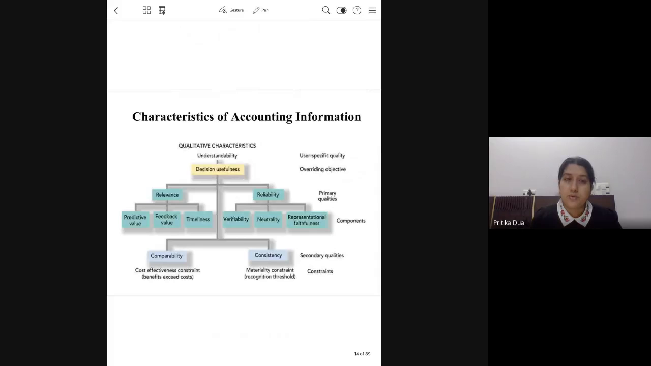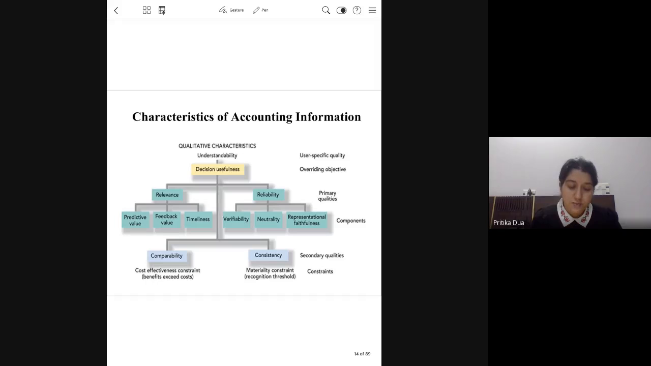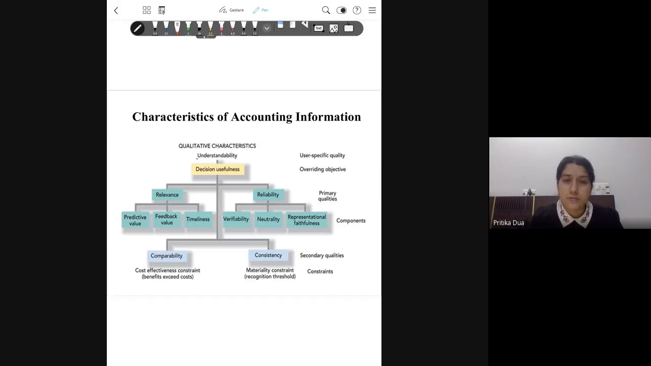Okay, next theory topic is what should be ideally the characteristics of accounting information. If you have a look, there are a number of terms which are given here, but what we start with is that all accounting information should be understandable. Understandable in the sense, whichever party is using that information, it should be comprehensible by them. They should be able to comprehend that information.